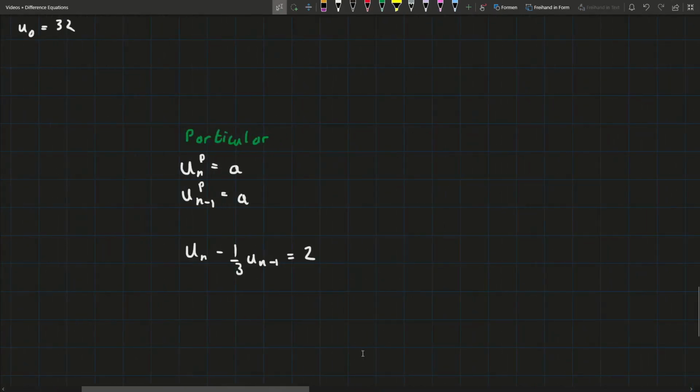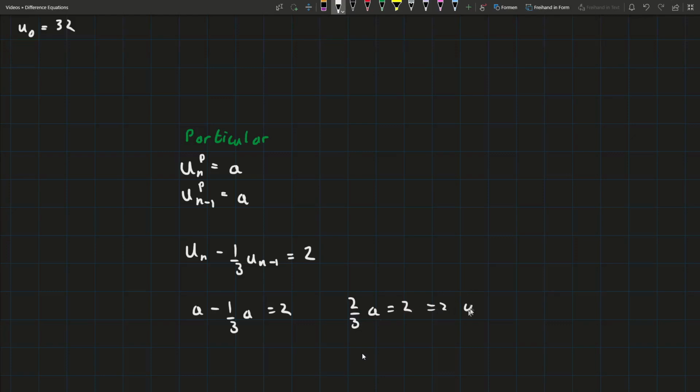Okay, so we'll have a, just subbing in, so replace un with a for our particular: minus a third times a equals 2. This means that 2/3 a is equal to 2, which means that a is equal to 3. So that was quite easy. So our particular solution is just equal to 3.